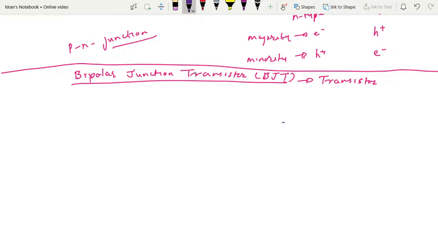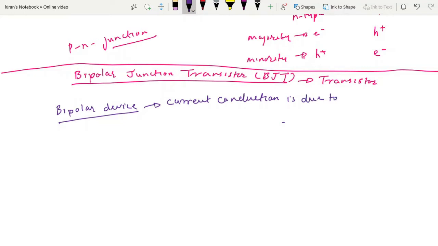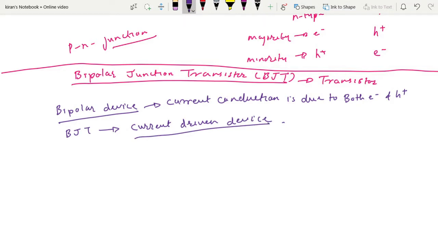As the name suggests, BJT is a bipolar device. What does bipolar mean? It means that the current conduction is due to both electrons and holes. So both electron as well as hole take part in the conduction of current. We will be discussing this in more detail. This BJT is a current driven device. So basically the amount of current controls this particular device. How, we will see when we discuss the working of the BJT.